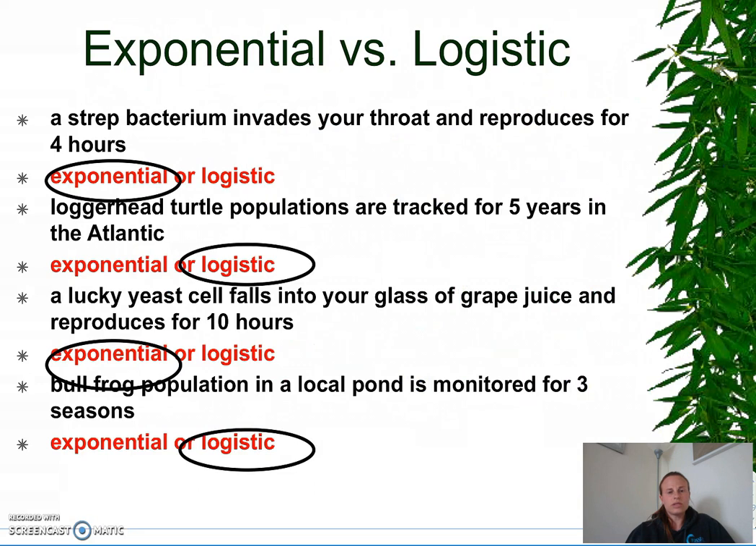Here are some practice questions to help you identify whether or not you understand the difference between an exponentially growing population or a logistically growing population.